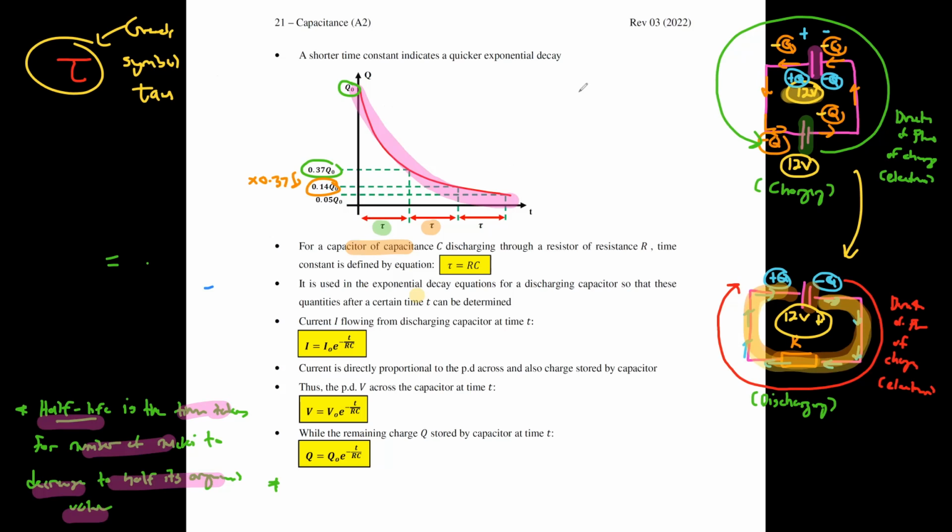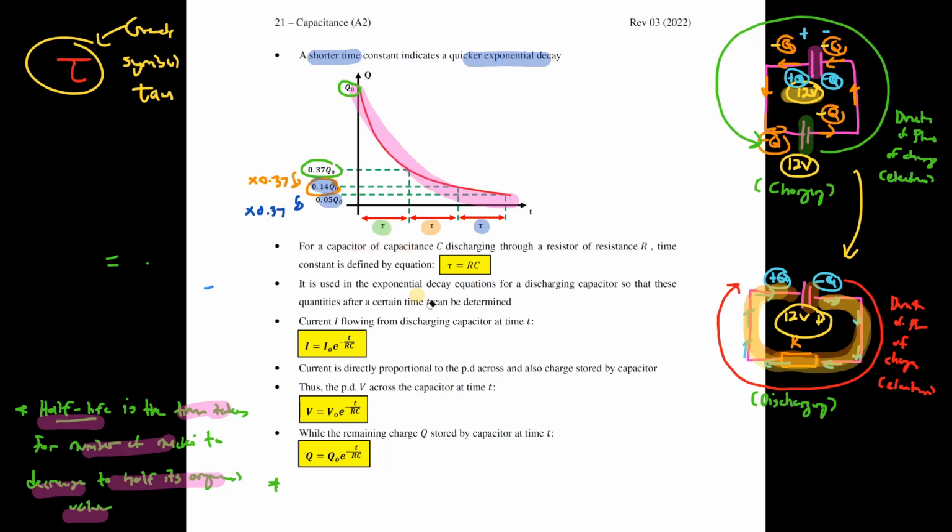Then after that, if you have another time constant, that 0.14 Q naught will now become 0.05 Q naught, because here again, it has decreased by roughly a third again. Okay, so this is how you would view time constant from a graph. A shorter time constant usually tells you that you have a quicker exponential decay, because it takes a shorter time for your charge to decrease to a third of its original value.